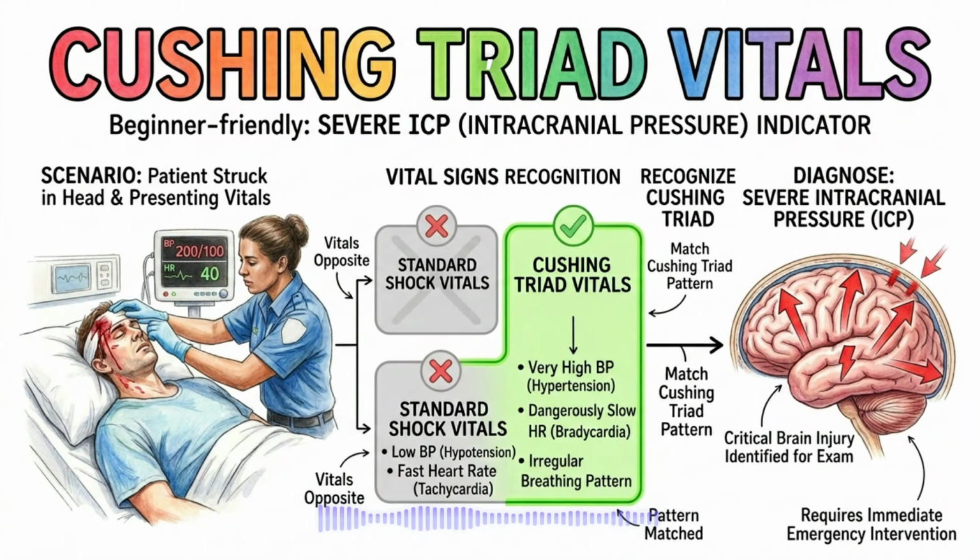If a scenario describes a patient who was struck in the head and now has a blood pressure of 200/100 with a heart rate of 40, you must recognize this as a critical brain injury.